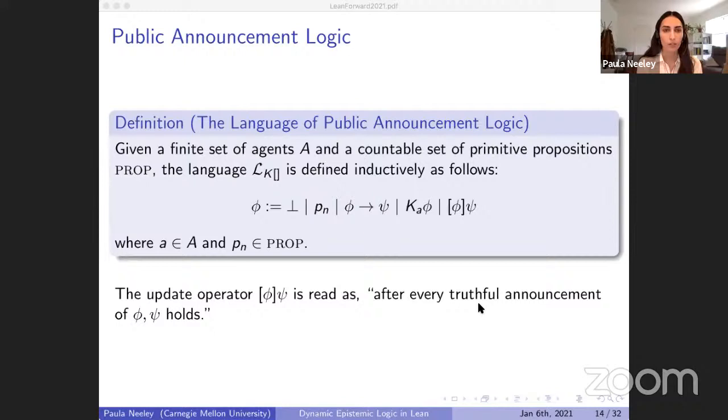The language of public announcement logic builds on this. So as you can see on the right, we have a new operator, bracket phi psi. And this update operator is read as "after every truthful announcement of phi, psi holds." So if you think back to the puzzle, public announcements were made, maybe of the form phi, and we wanted to reason about which propositions were true after each announcement. So this is just how we represent that in the formal language.